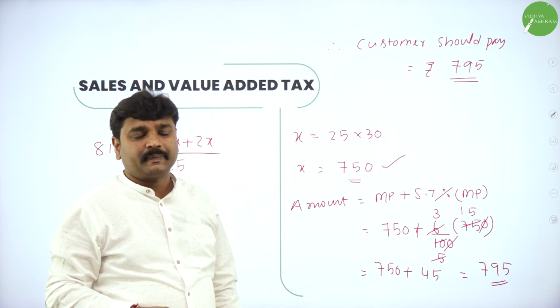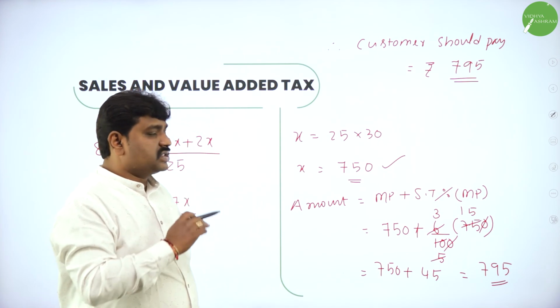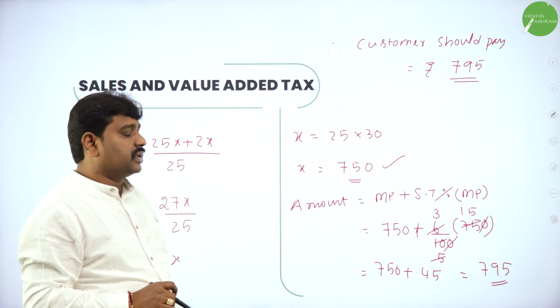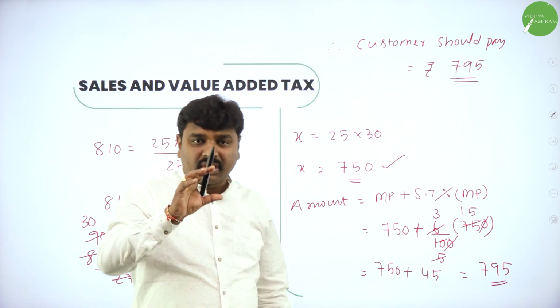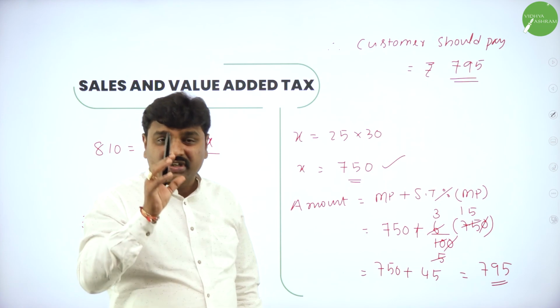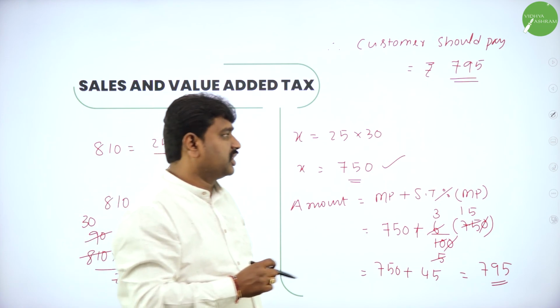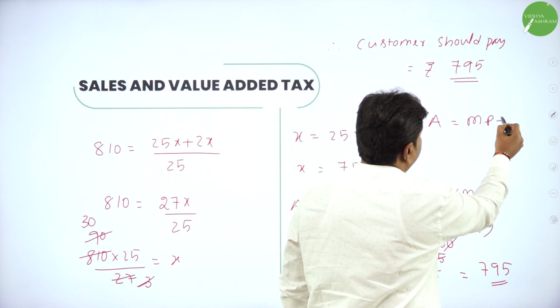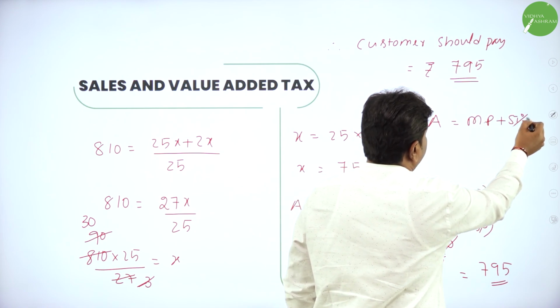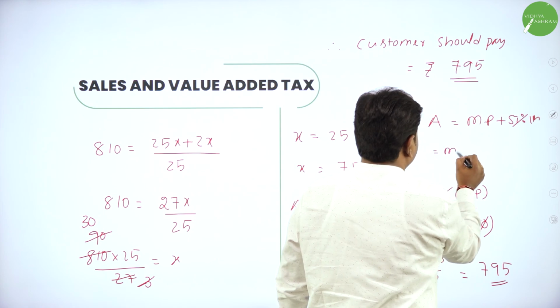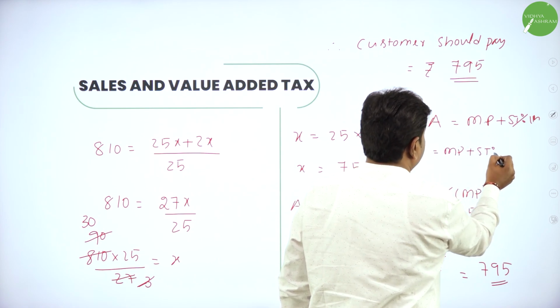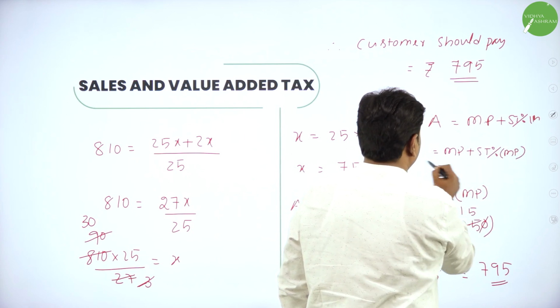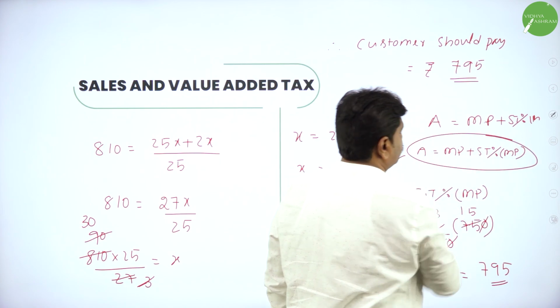So now this is the standard formula which you should memorize. First become thorough with the formula, then you can automatically solve. What is the formula? Amount paid is equal to market price plus sale tax percent of market price. So market price plus sale tax percent of market price is the amount to be paid. This is the formula we used.